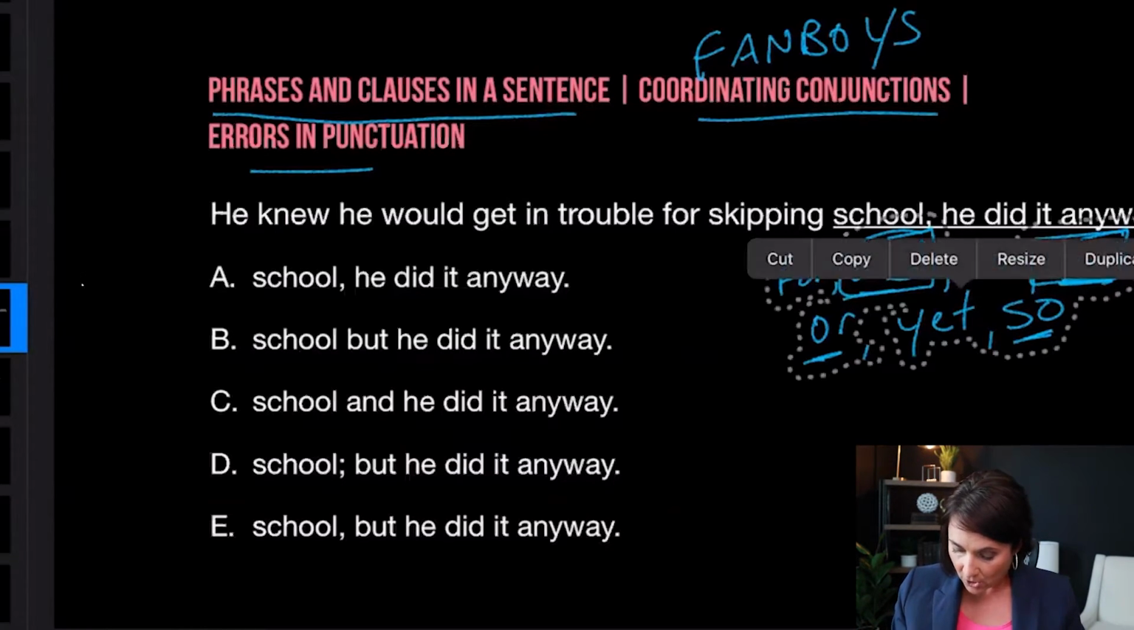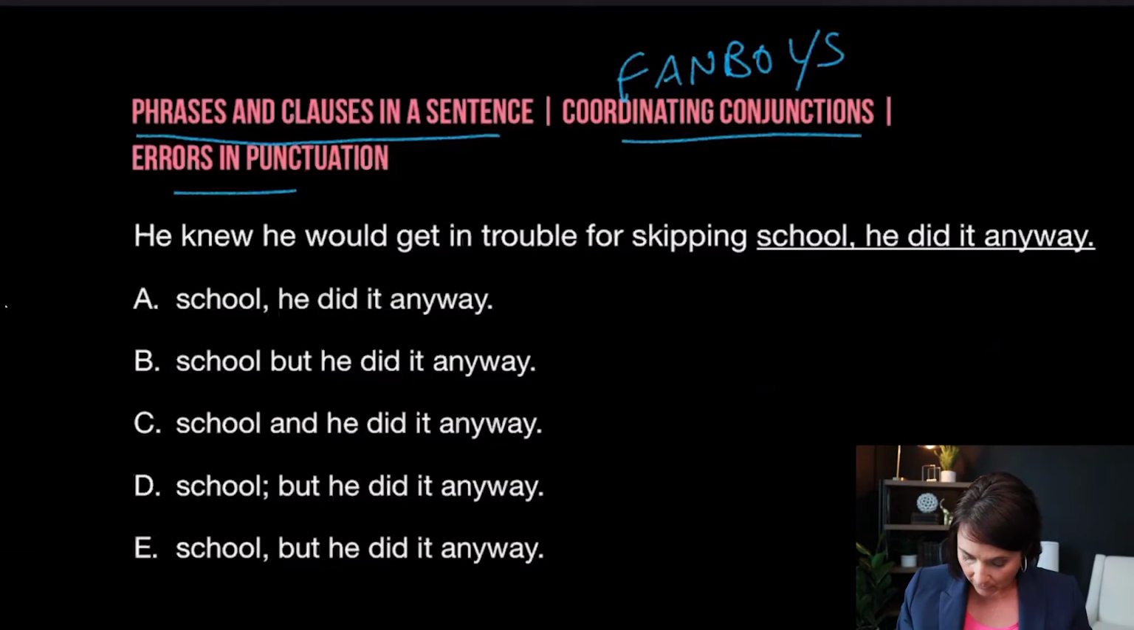So let me get rid of those. Those are called fanboys. It's just an easy way to remember coordinating conjunctions. And the reason why it's important is because coordinating conjunctions are often used with punctuation to separate pieces of the sentence. So let's take a look at this right here. Now, here we go. Here's another one where we have an underlined portion of the sentence.